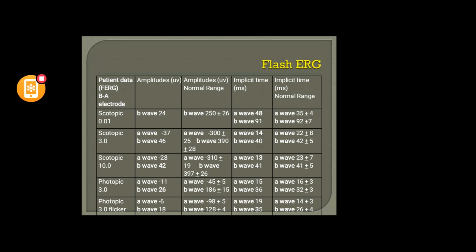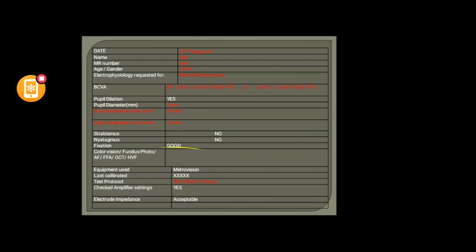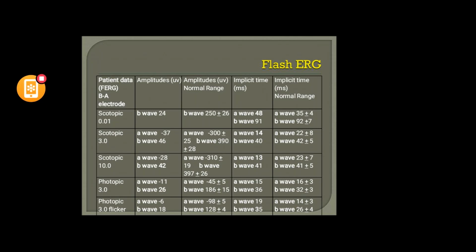Look at the amplitude. It should be around 250, but here the patient data comes around 24. It is pretty low. Similarly, it should be minus 300, and it is coming as minus 37. It should be 390, and it is coming as 46. It should be 310, it is coming as minus 28. It should be 397, almost 400, and it is coming as 42. These are all pretty low in both the scotopic as well as photopic phases.